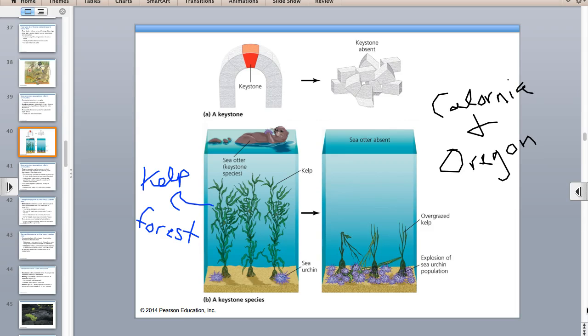And so the reason they're called the keystone species, if you have like a Roman arch, right, and you pull that top stone out, that top stone is called the keystone. If you pull that out, the whole arch falls. That's why they're named that. Sea otters eat sea urchins, which if they don't, the sea urchins eat all the kelp, then you can't have a kelp forest. This happens in Oregon and California, and that's that.